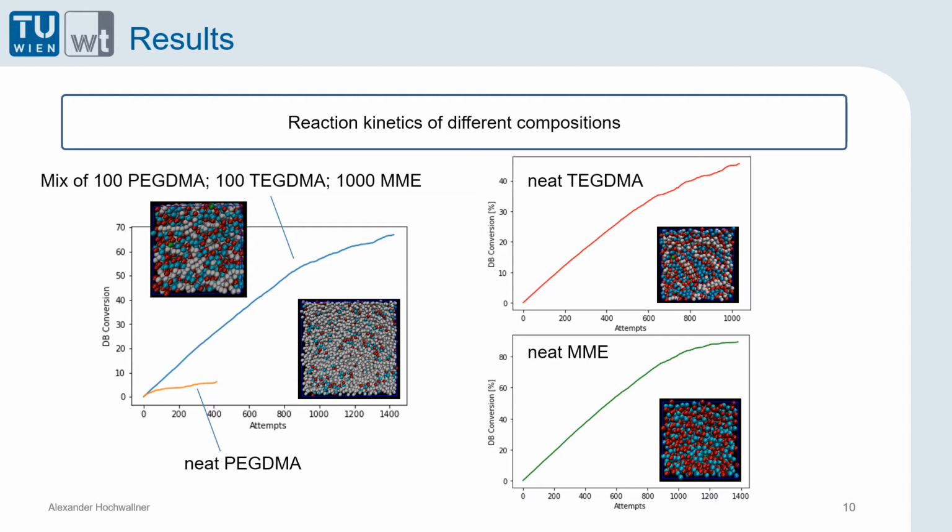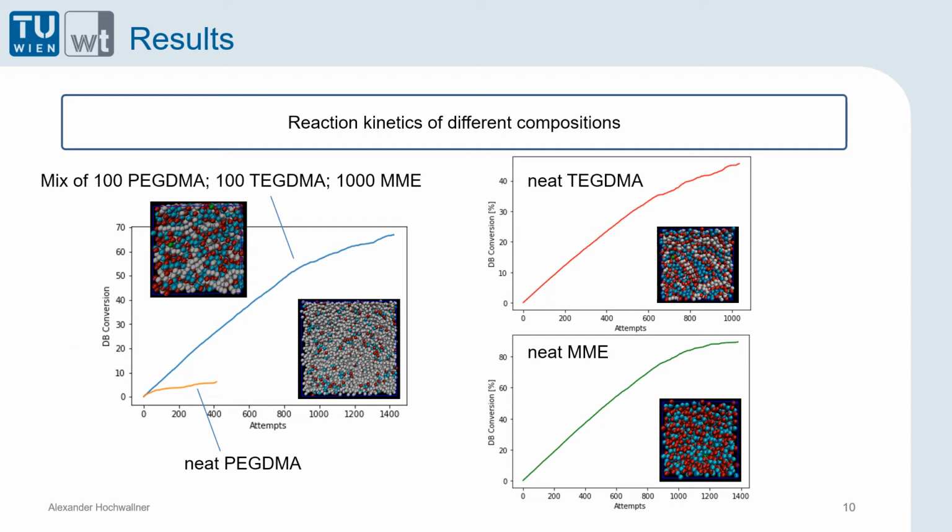So the reaction kinetics is of course depending on the initial configuration. At the top right graph, you can see the reaction kinetics of TEC-DMA. The x-axis are the attempts, which means in the code attempts to form a bond, and if no pair of particles is found to meet the bonding criteria, there is simply a molecular dynamics run, and then the code is attempting again to form a bond.